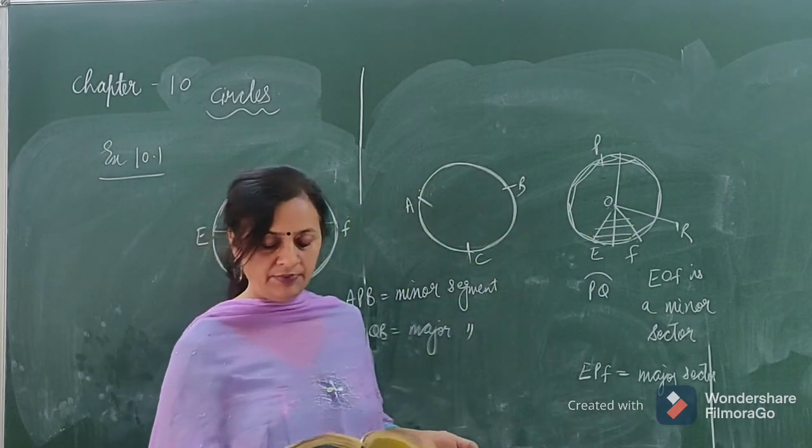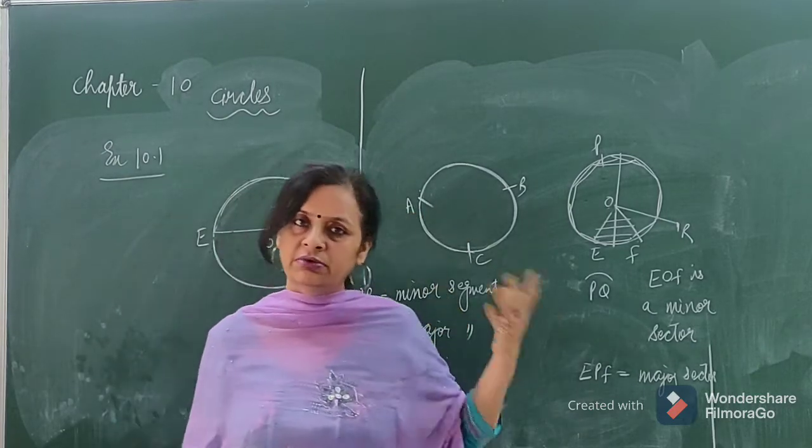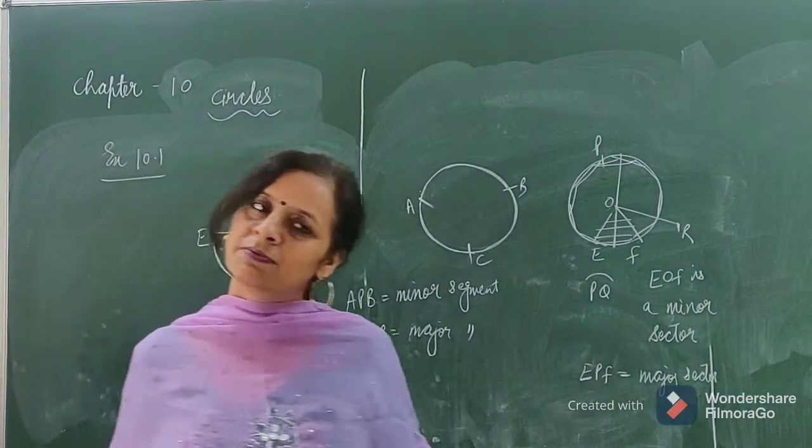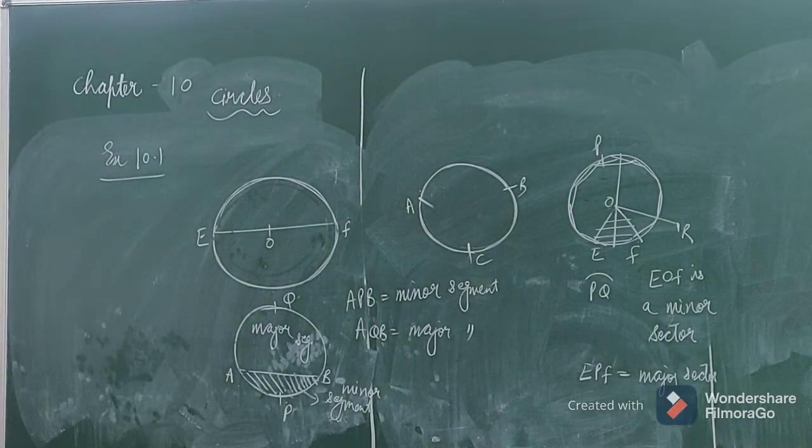And the last part: a circle is a plane figure. Absolutely, a circle is a plane figure. It is not a three-dimensional figure. So a circle is a plane figure. That's all from exercise 10.1.